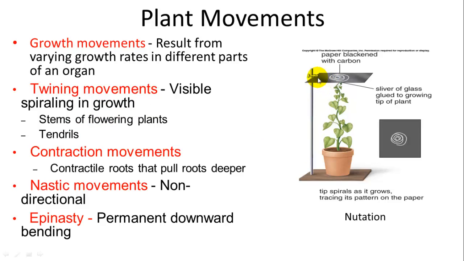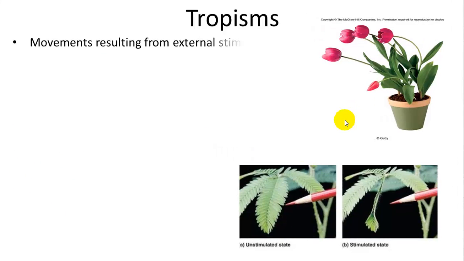So what they did was they put this carbon paper, which will show a line as it's scratched, loosely above this plant as it grows. The top leaf will touch the paper, and as it grows it will scratch a pattern. As you can see, it's a spiraling pattern because the plant spirals as it grows. So kind of cool. Alright, tropisms then are movements resulting from external stimuli.